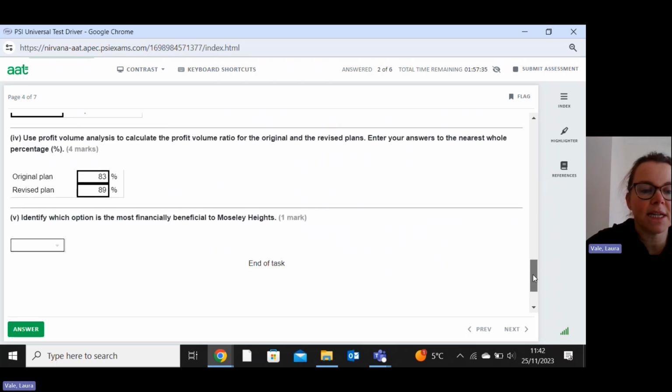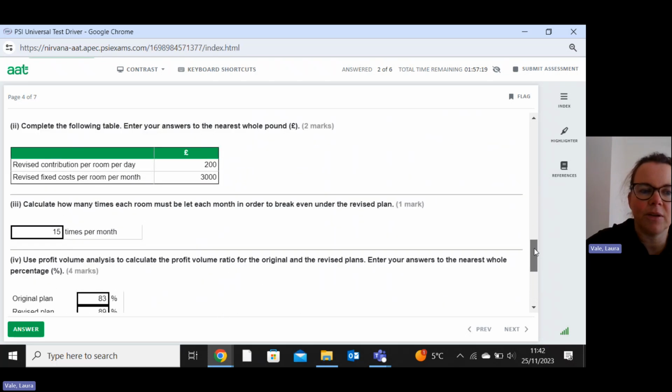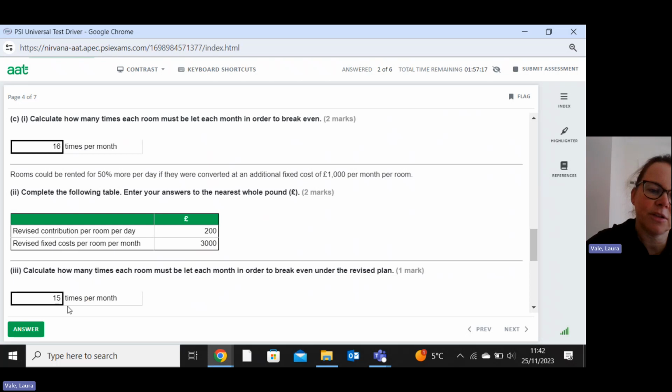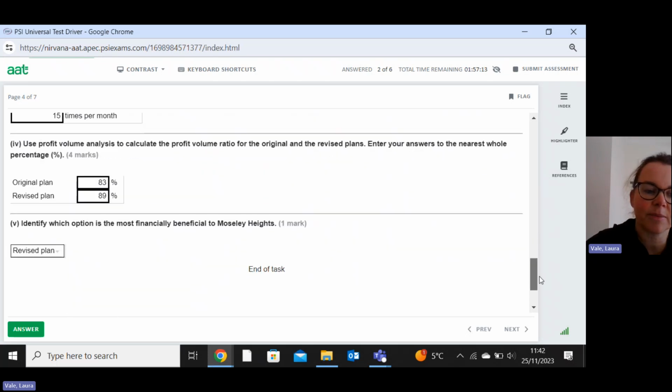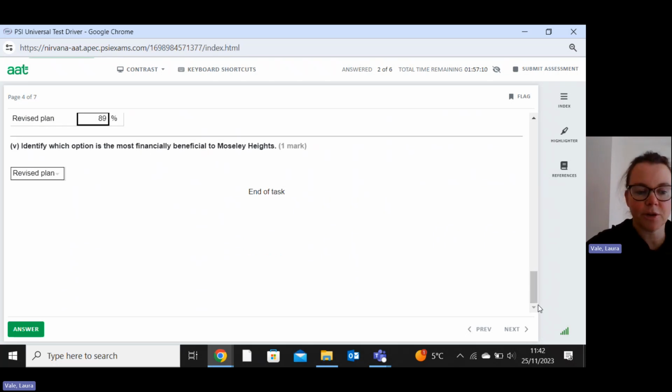So which option is the most financially beneficial? Well, the higher the percentage that contribution represents, the better. So you're going to be better off going with the revised plan. And you probably figured that out when you saw that you didn't have to do quite so many room lets in order to break even. So the revised plan is beneficial.